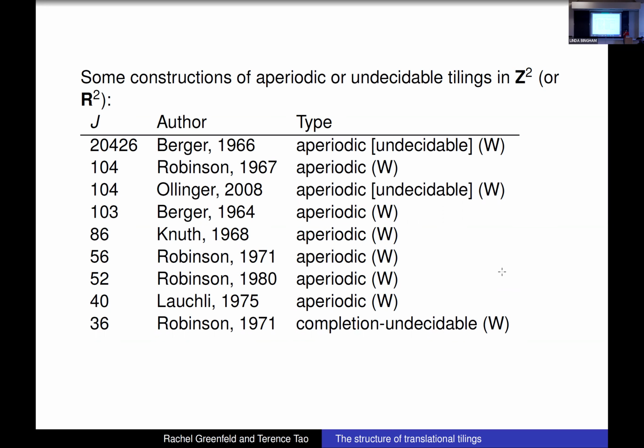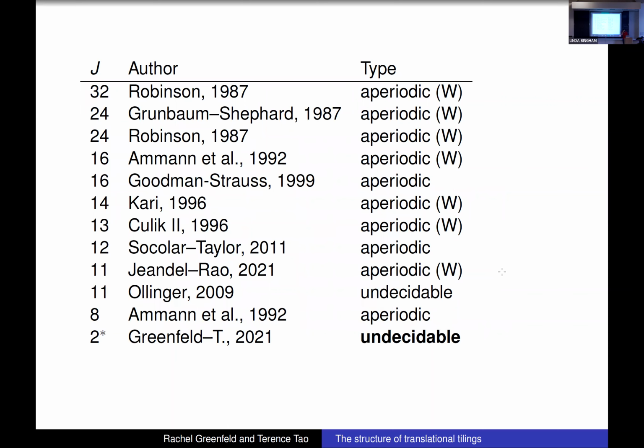And then over time, people found clever ways to lower the number of tiles required. For example, I mentioned there's a result of Zheng and Rao that uses 11 tiles using this Wang tile construction, which was aperiodic. And that's the limit you can do if you only use Wang tiles. But there are other tiles out there. There's another construction of Aman using 8 tiles, which is still aperiodic.